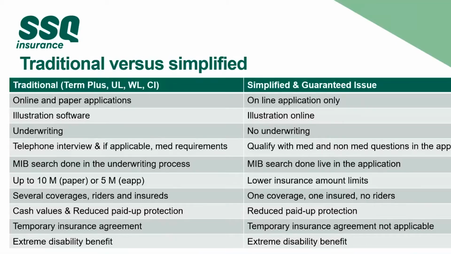The face amounts allowed are also very different. The traditional products have a much higher limit. The premiums are also different, where the simplified and guaranteed issue premiums are a bit higher. The number of coverages is different. The traditional product, we can have several coverages and insureds. The simplified only has one coverage, one insured, and no riders are available.